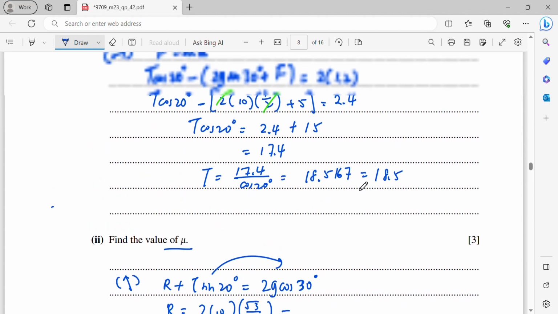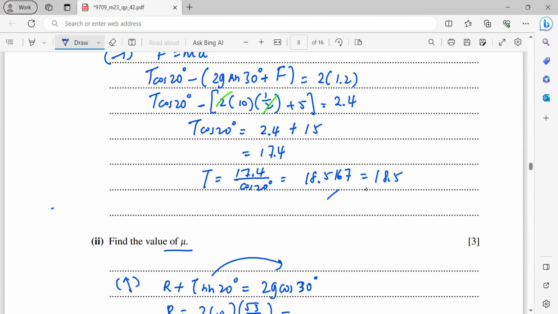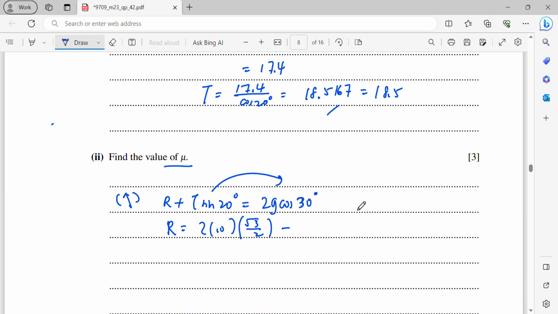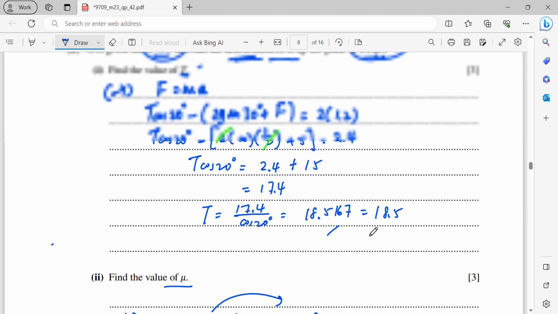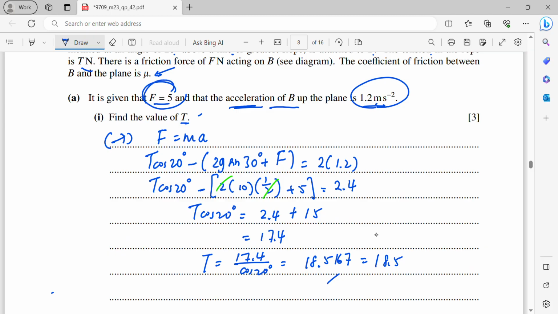So the T I have found just now. Okay, I will use 18.5167 for my T, then sine 20 degrees. When you calculate this, you will be getting 10.9874. Now, we know that F equals mu R, right? And the F is 5.